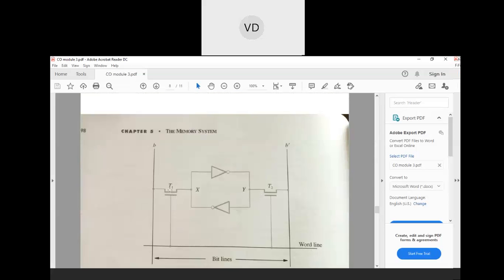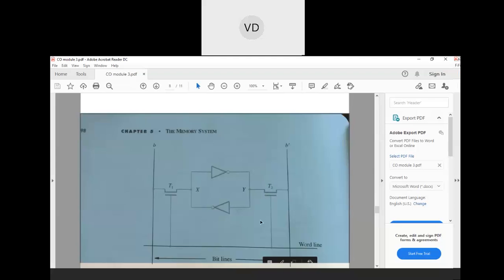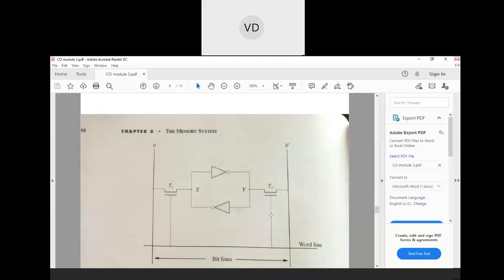These transistors are acting like switches. When the switches are left open, the data which is stored in this cell is retained. See, now they are open here. You can see the gap between them, is it not? So these switches are open. When the switch is open, these T1 and T2, the bit stored in it, whether it is 0 or 1, that bit will be retained.